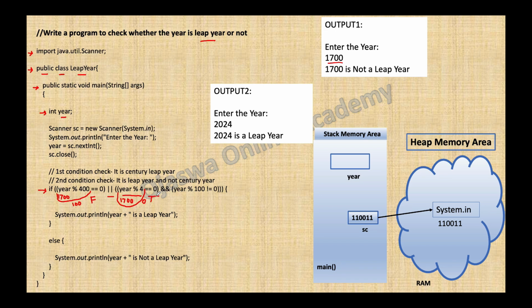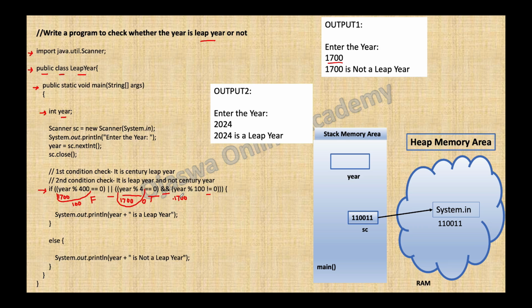So in this combined condition where we are using the AND operator, our first condition is true. But because we are using the AND operator, both the conditions have to be true. That is why the next condition is also checked whether 1700 modulo 100 is not equal to 0. This exclamation sign is not. So the remainder should not be equal to 0. This means that it shouldn't be a century year.